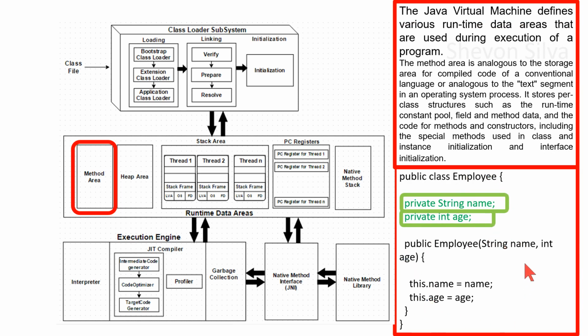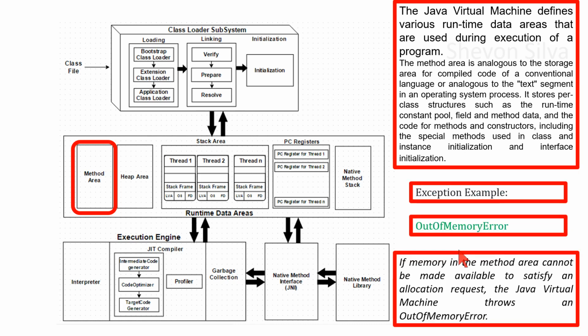In this code example, the field level data such as name, age, and the constructor details are loaded into method area here. Here the constructor details are also loaded into method area. And if memory in the method area cannot be made available to satisfy an allocation request, the Java virtual machine throws an out of memory error.